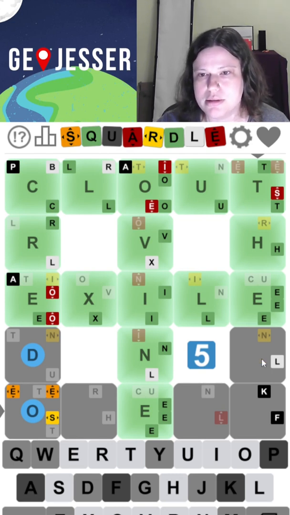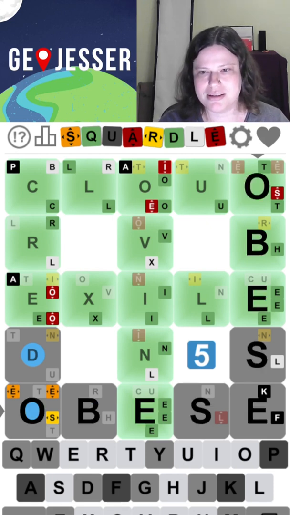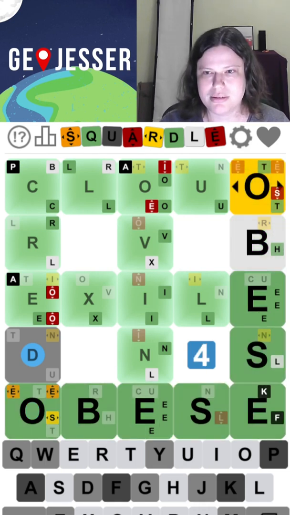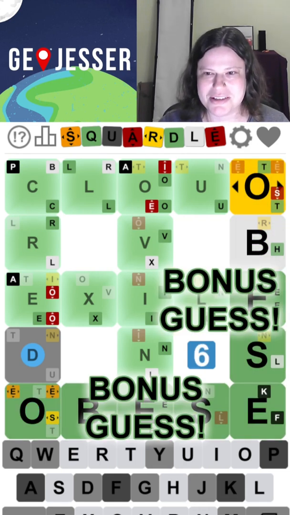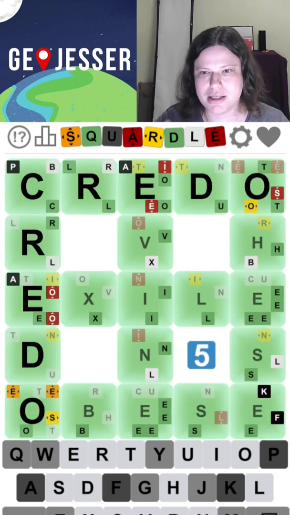You know what? I'm thinking more and more that the S's are these two, and that this is obese. Because I do need to put a B somewhere, and I haven't yet. See, the B is white. Okay, I'm pretty sure that's right. Now, here's a fun trick. Watch this. O-B-E-S-E. If they both end in S-E, it's going to finish both words, if I'm right. I was right. So I got both words finished in one go, and I got 2 bonus guesses, and all I have to do is fill in credo, and we win.